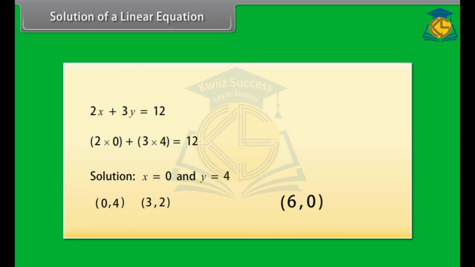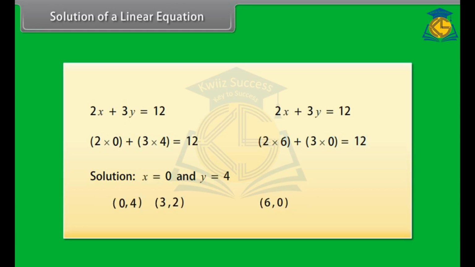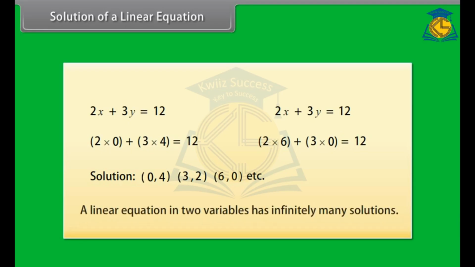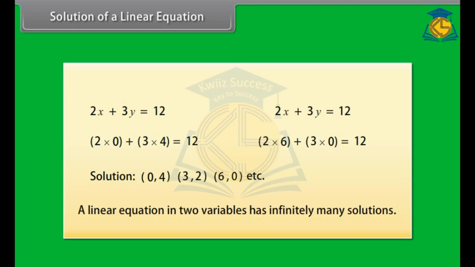Is (6, 0) also a solution of this equation? Yes, (6, 0) is also a solution, because when you substitute x as 6 and y as 0 in the equation, you find that the answer becomes 12. Similarly, many other solutions can be taken from this single equation, and there is no end to different solutions of a linear equation in two variables. Therefore, we can say that a linear equation in two variables has infinitely many solutions.